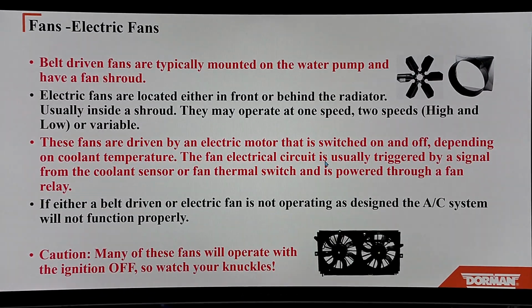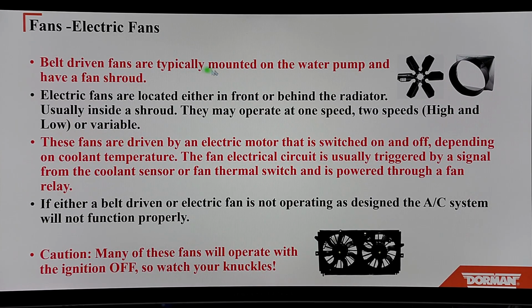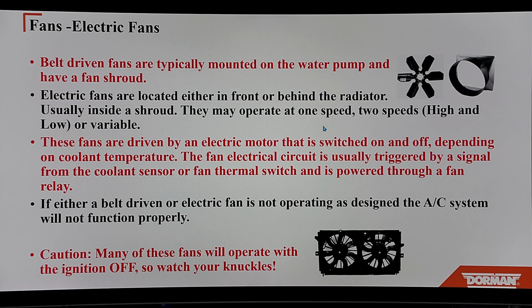Let's go some mixed bag stuff here. Fans and electric fans. Belt-driven fans are typically mounted on a water pump and have a fan shroud, sure. But blades could be broken. Fan shrouds could be cracked. Some of that foam that makes it real good seal around the housing could be messed up. Electric fans are located either in the front or behind the radiator, usually inside the shroud, right? They may operate at 1 speed, 2 speeds, high and low, or variable speeds.